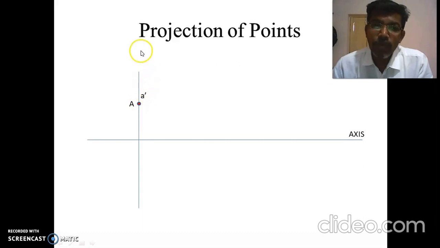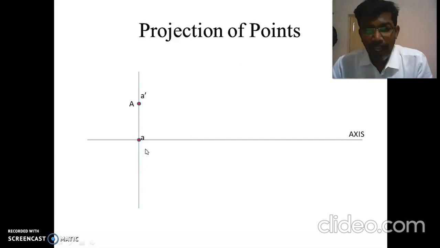And where does the top view appear? You observe this point, it is on the vertical plane, so the top view is going to appear at this junction point, that is nothing but the reference axis line. This point is named as A, right?